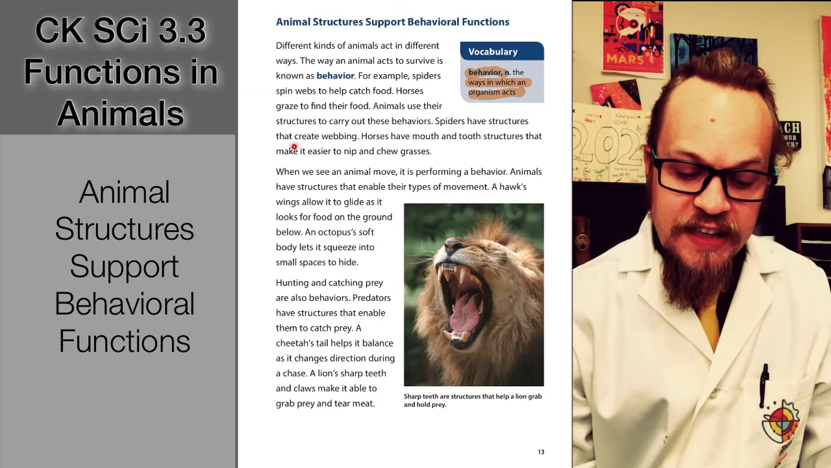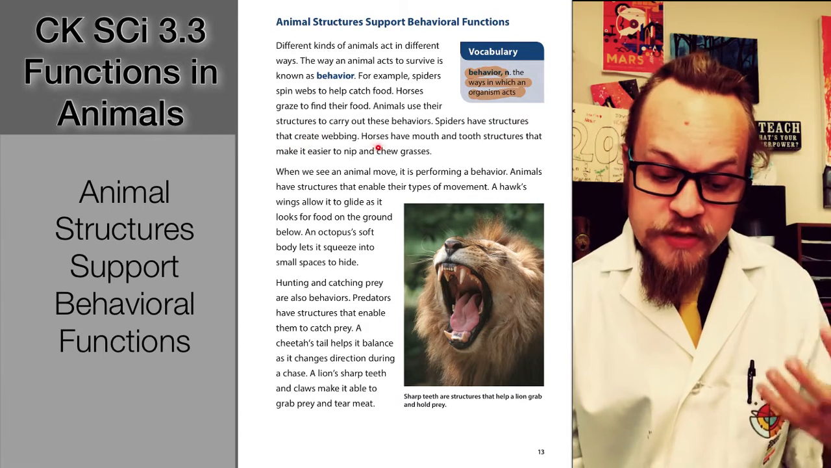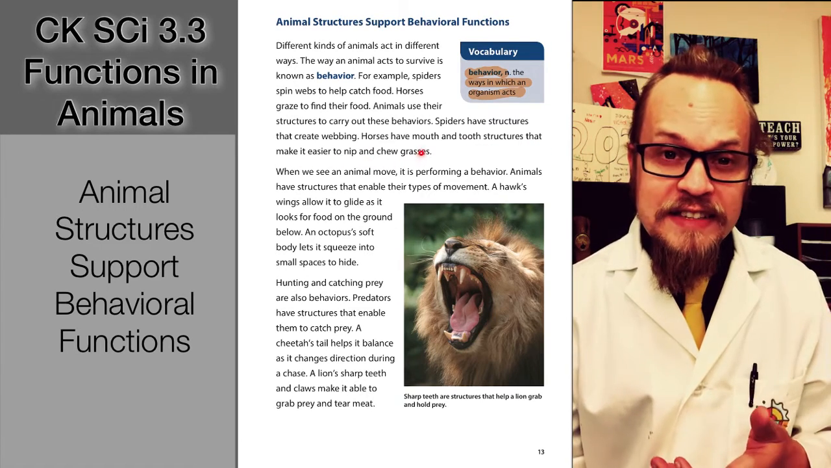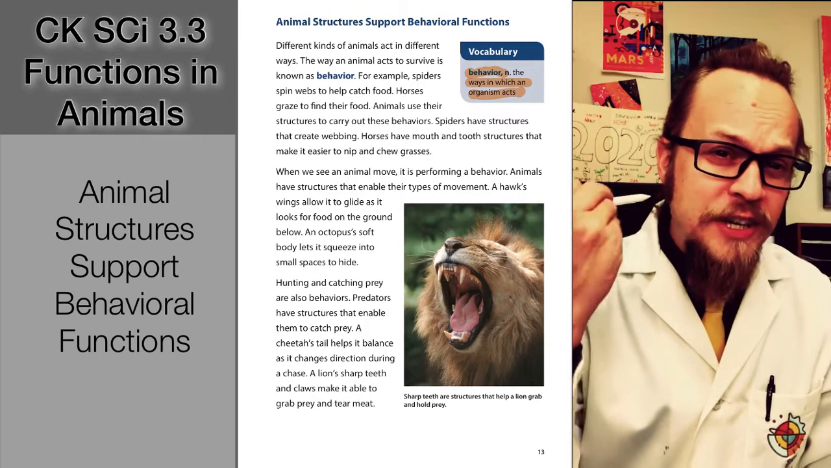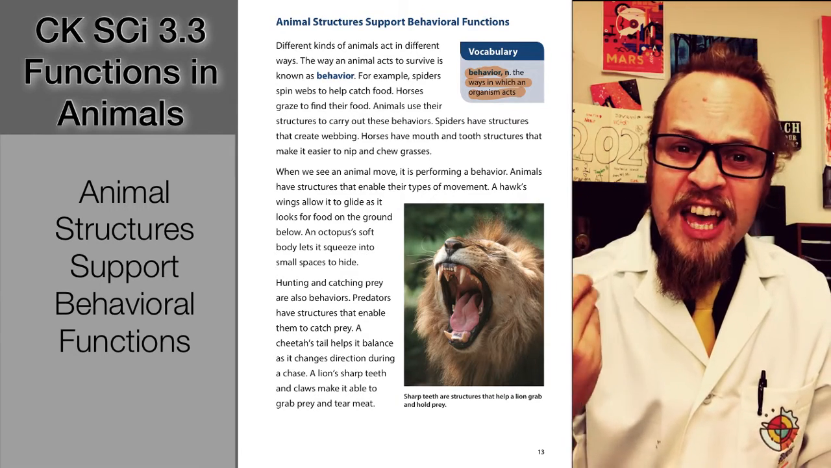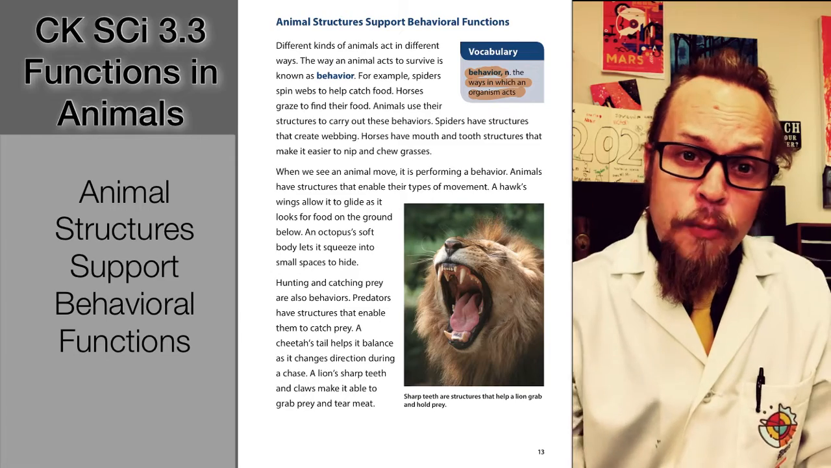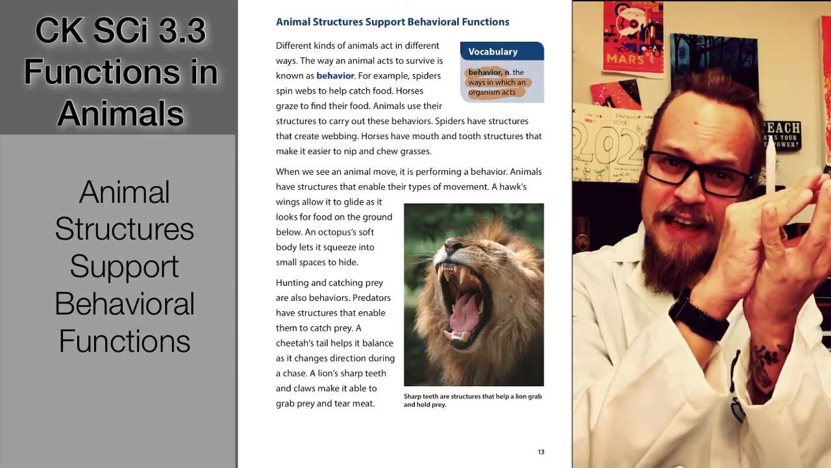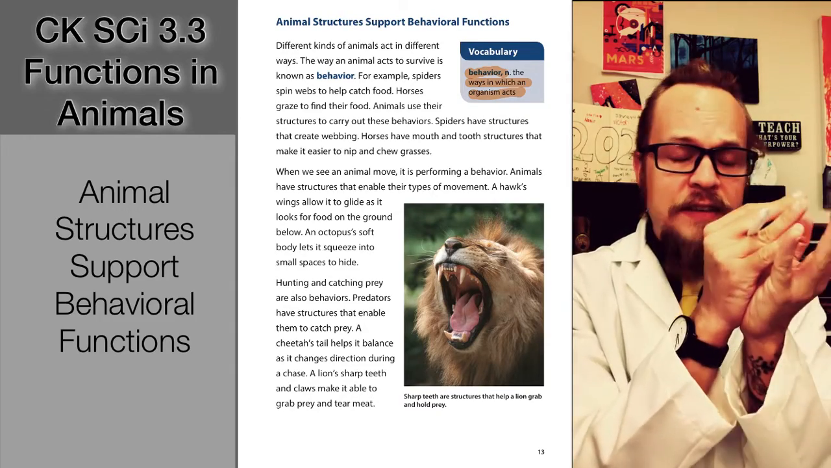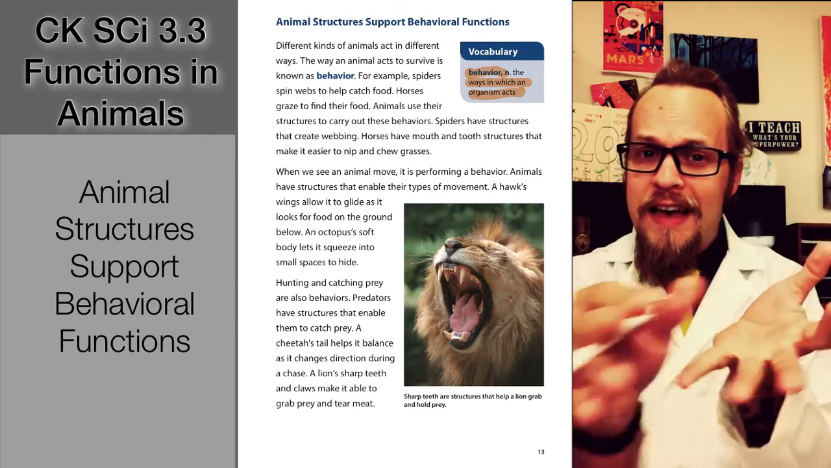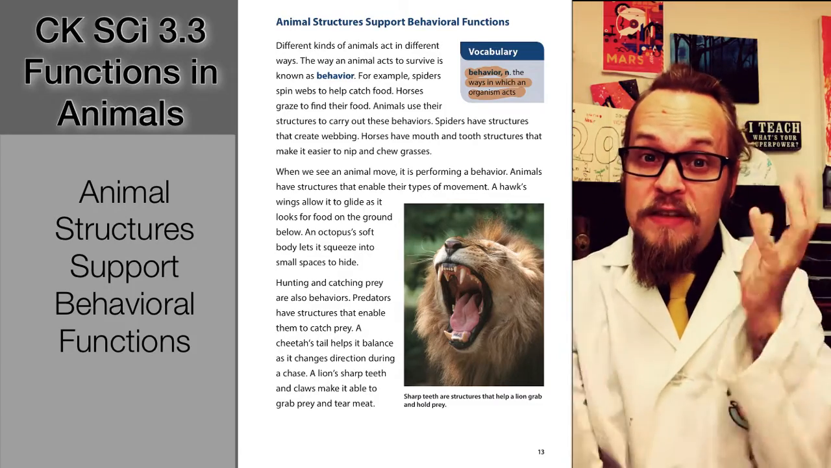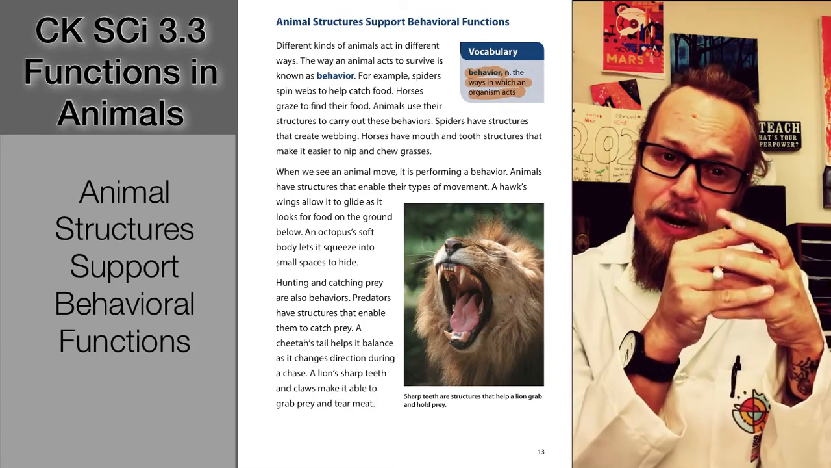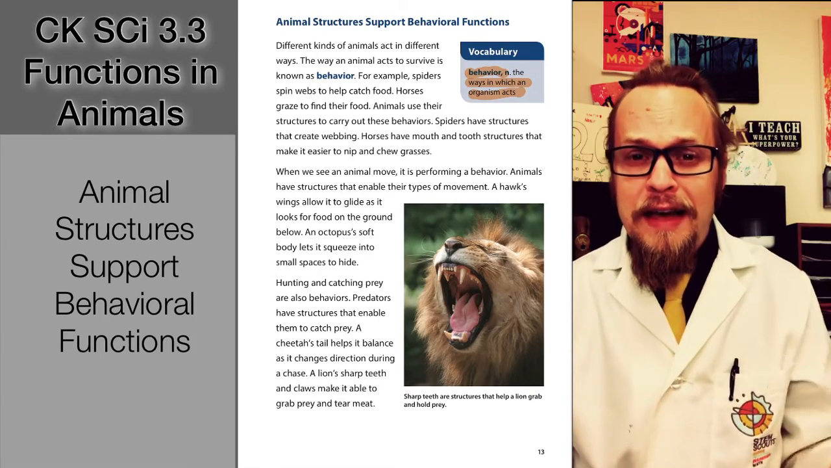Spiders have structures that help them create their webbing, and horses have mouth and tooth structures that make it easier to nip and chew grasses. They have a lot more molars than we do, which helps them to grind up the grass. So their teeth help them to eat. Spiders, their abdomen has that special web-spinning sac that helps them to create the webs so that bugs and other insects fly into there so that they can eat and survive.